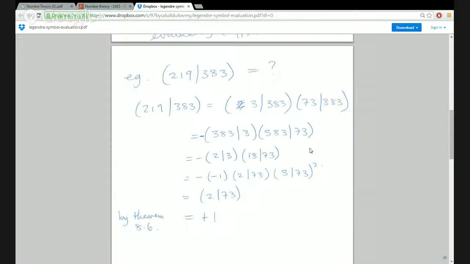What's 2 mod 73? Well, there's a known result which tells you what the value of 2 mod P is for any prime P. And so you get to the result in far fewer steps than it would have taken to manually calculate all the quadratic residues modulo 383 and check whether any of them came out as being 219. So it tells you that 219 is a quadratic residue. What it doesn't tell you is what its square root is. So it's like an existence result. It tells you there is a square root of 219. It doesn't give you any clue as to what it is.